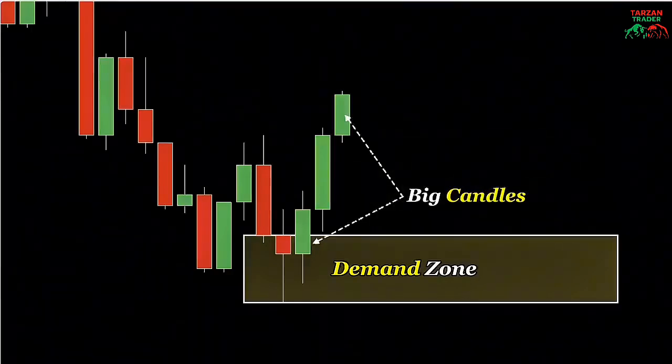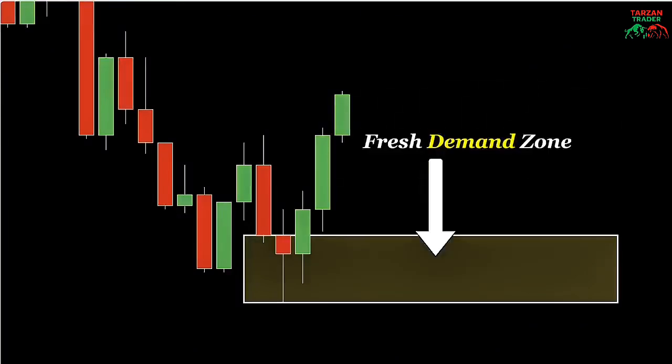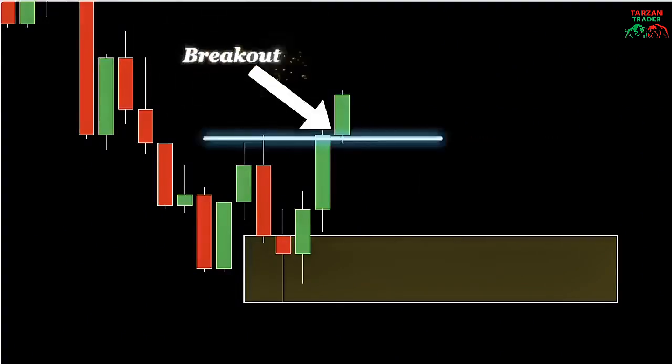This is a strong sign that institutional money might be involved, so we're off to a good start. The zone is fresh, meaning it hasn't been tested before. That's another positive, and it suggests that we may see a strong reaction when the price revisits the area. Next, the move does break through the previous structure, breaking above a resistance level, which is what we want to see. However, this is where the problem lies.